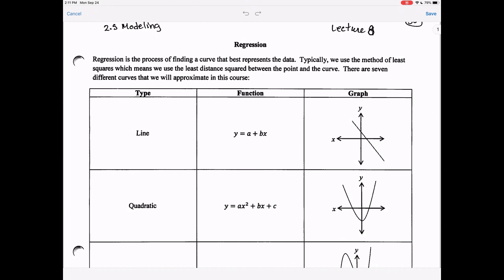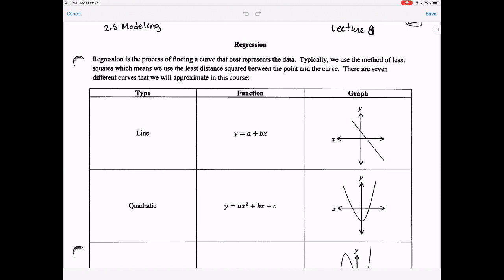So basically, you will be given a list of data, a list of x values and a list of y values. You put that information into your calculator and it will spit out an equation. And what this equation does is it takes all the distances from the line.